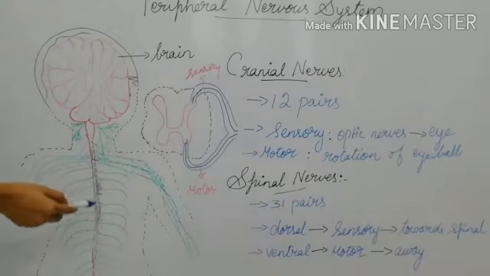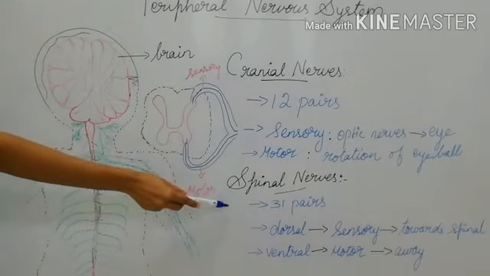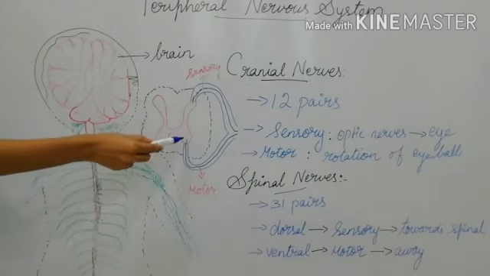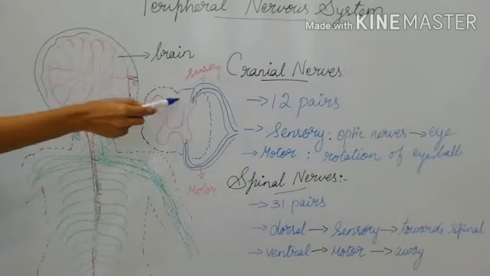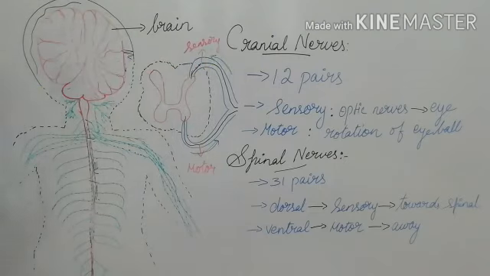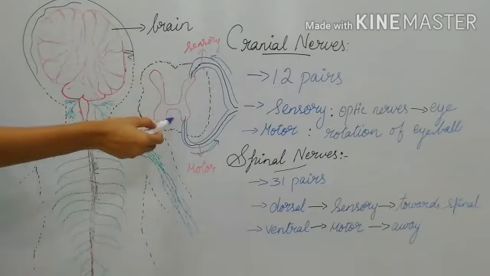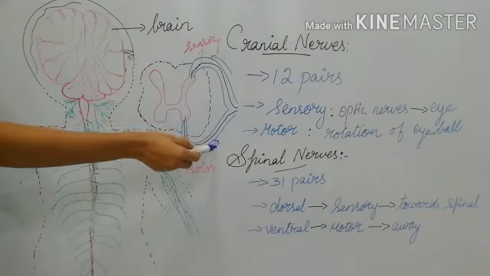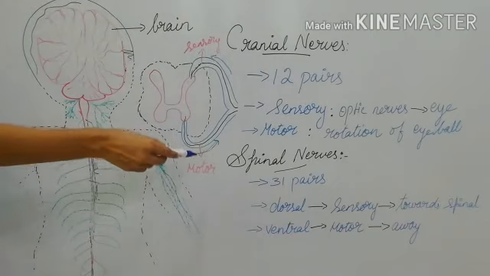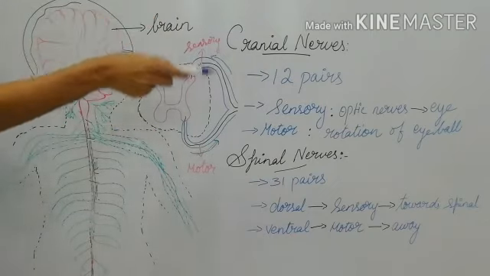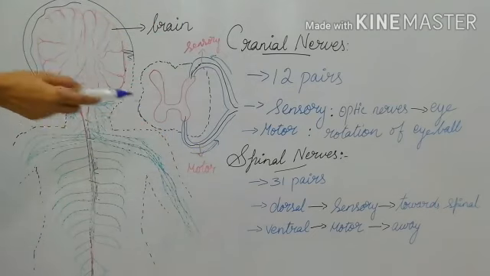And the spinal nerves consist of 31 pairs of nerves, and the spinal nerves have a dorsal side and a ventral side. The nerves arising from the dorsal side are the sensory root, and it carries the impulses towards the spinal cord. And the nerves arising from the ventral side are the motor root, which carries the impulses away from the spinal cord. So these are the two nerve types, cranial and spinal nerves, of the peripheral nervous system.